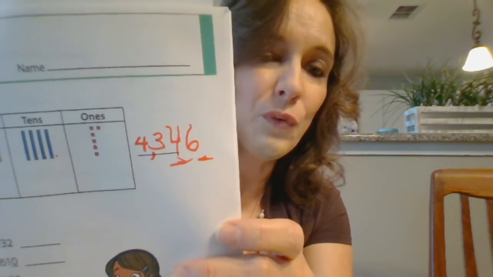So if we look at your paper, and we see a number here, let's see if we can count it up. 1,000, 2,000, 3,000, 4,000. So I'm going to put 4,000, comma. Then I have 100, 200, 300. So I put a 3. Then I have 10, 20, 30, 40, so I put a 4. And I have 1, 2, 3, 4, 5, 6. And I have 6 ones. So your number should be 4,346.